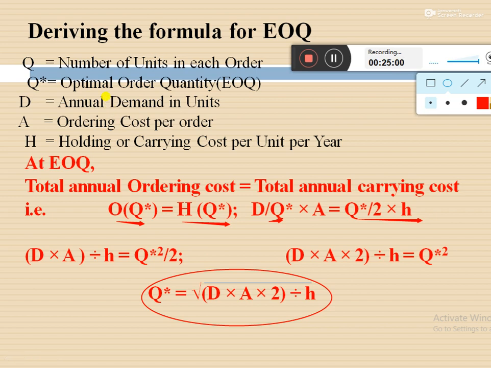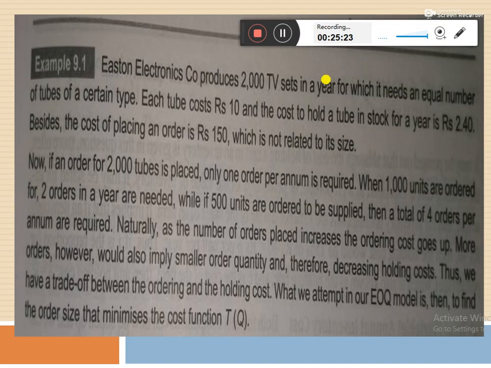So in this way, we can derive the formula of economic order quantity by relying on a single assumption, which says that at economic order quantity, total annual ordering cost is equal to total annual carrying cost. So in this way, we can derive the formula of calculating economic order quantity. So let's have a practical problem.